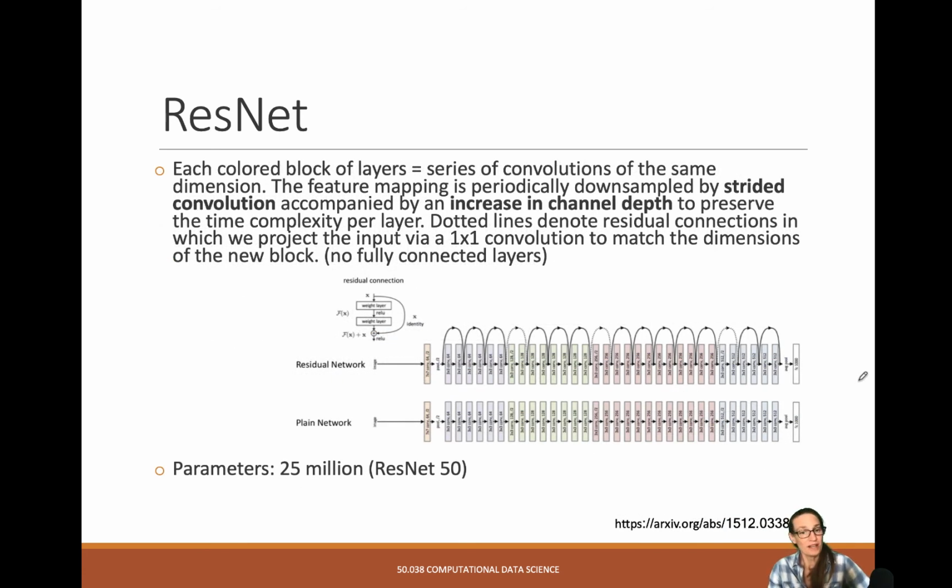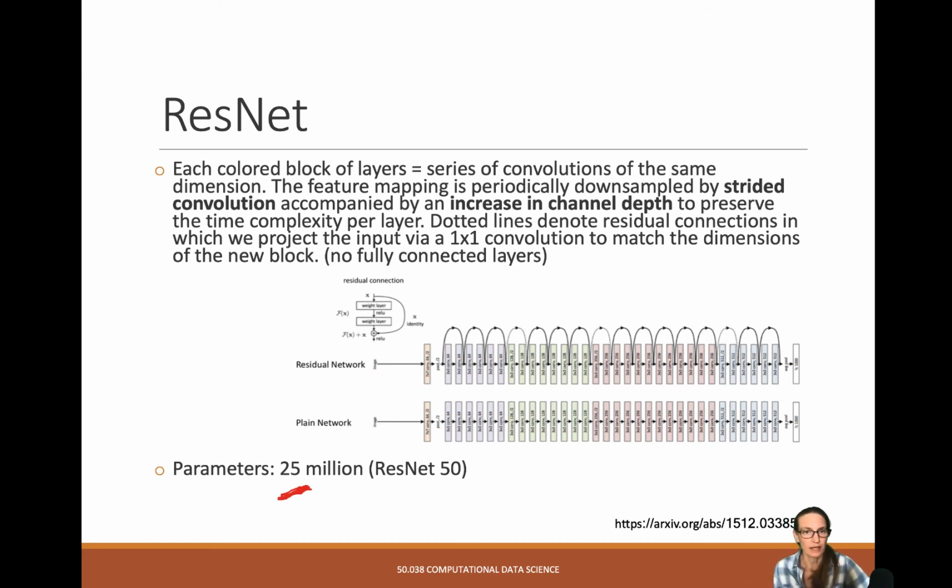ResNet is really deep. ResNet 50 has about 25 million parameters. That is not a lot compared to what we've seen before. Do you remember correctly? VGG 16 has about 160-ish million parameters. So ResNet is doing really well, and the fewer parameters you have, the less hard it is to train.